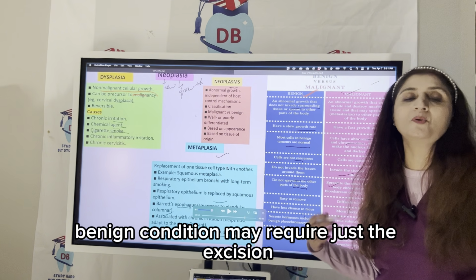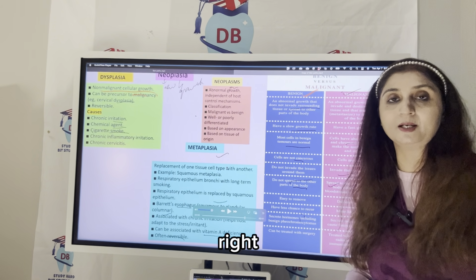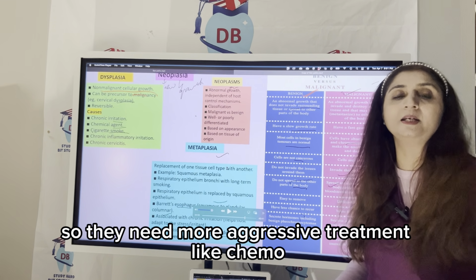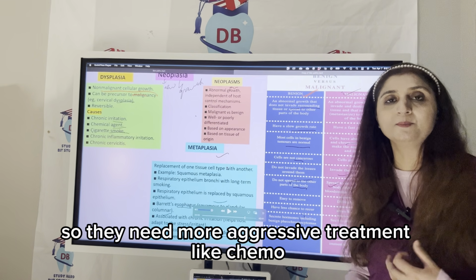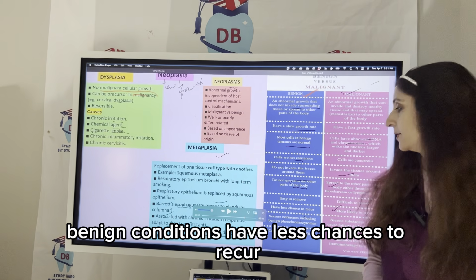Benign conditions may require just excision to remove the tumor mass, but malignant conditions are more difficult to treat, right? Because they can spread to other parts of the body. So they need more aggressive treatment like chemo and radiation therapy. Malignancy also has chances to recur. Benign conditions have fewer chances to recur.